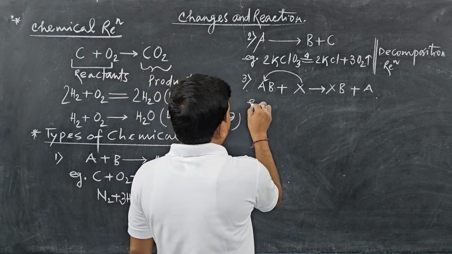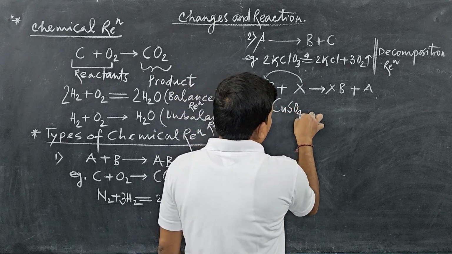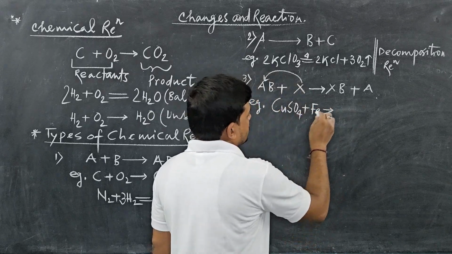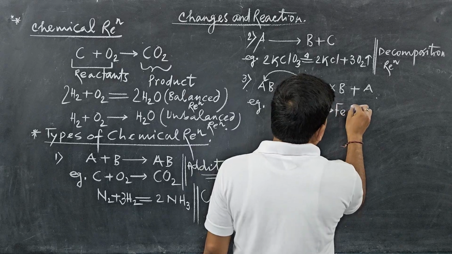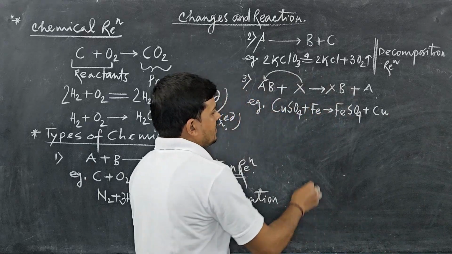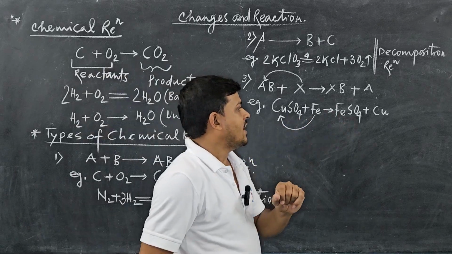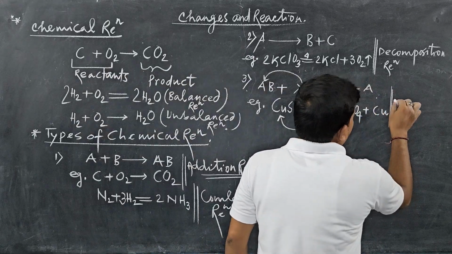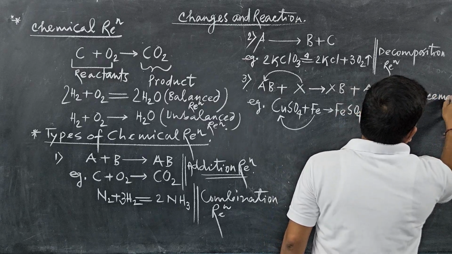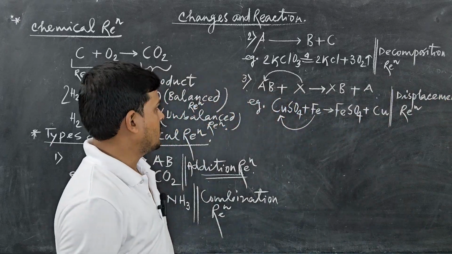The corresponding example: in blue copper sulfate solution, CuSO4, an iron nail is dipped. Then you see that the solution turns green and forms FeSO4, ferrous sulfate, where reddish brown copper is deposited. The iron displaced the copper, or the copper is displaced by iron. So this is called the displacement reaction.